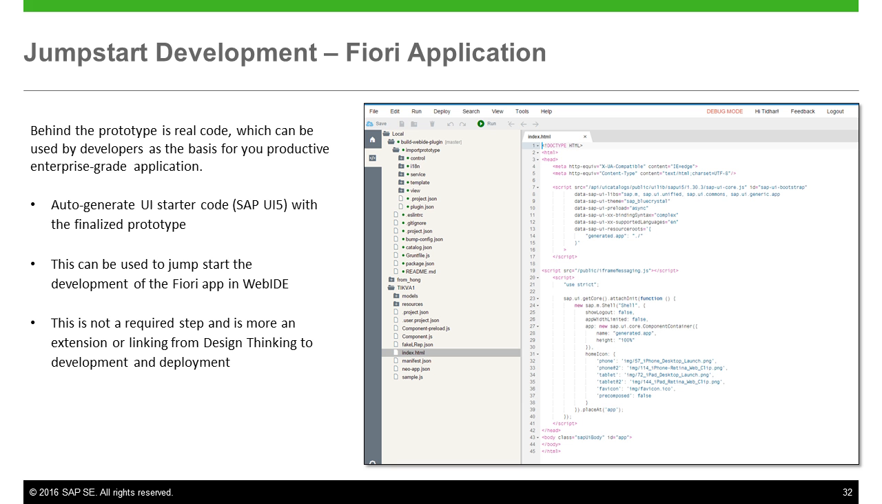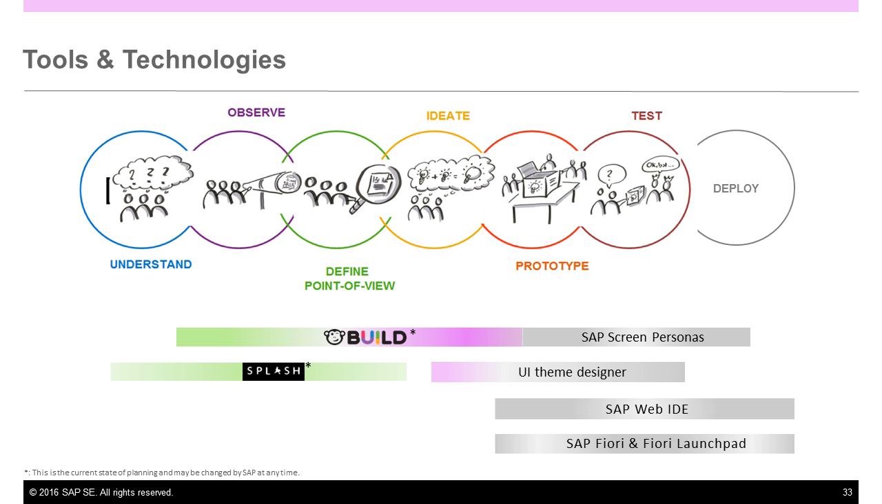And in this particular case, the code generator is generating the starter code, I'll call it that. But more importantly, the working prototype is what you're handing to development. I just hand a working prototype to my screen personas development, or I can hand the working prototype and the starter code to my Fiori development team, and this gets imported into Web IDE.